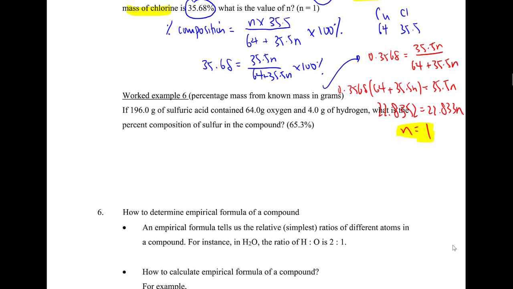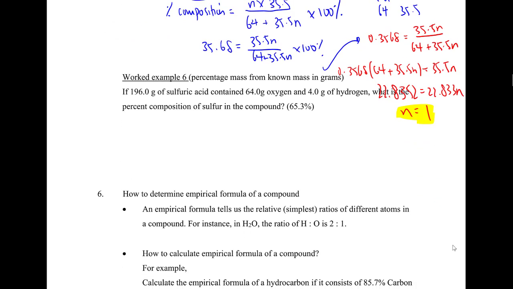Now, from mass in grams, calculate percentage by mass. In this case, there is no need to calculate AR because they've already given you masses. So here you ask this: if 196 grams of sulfuric acid contains 64 grams of oxygen and 4 grams of hydrogen, what is the percentage composition of sulfur?